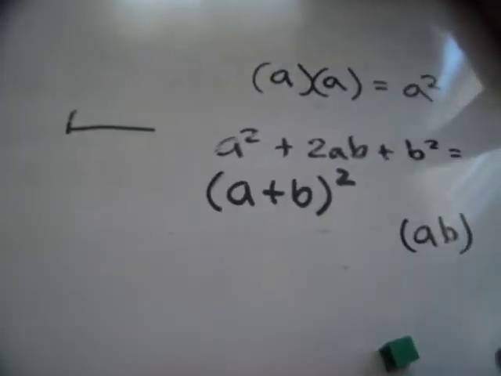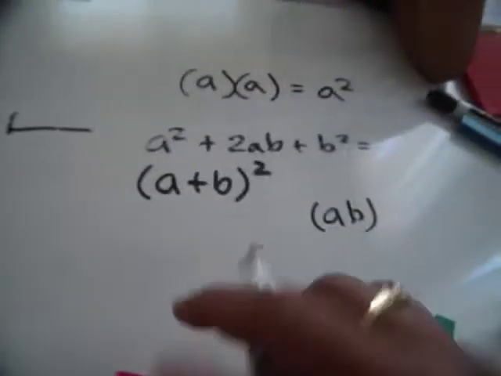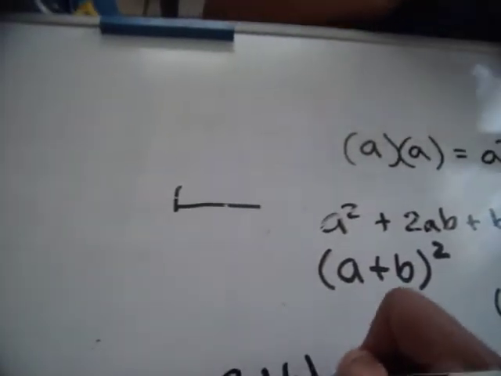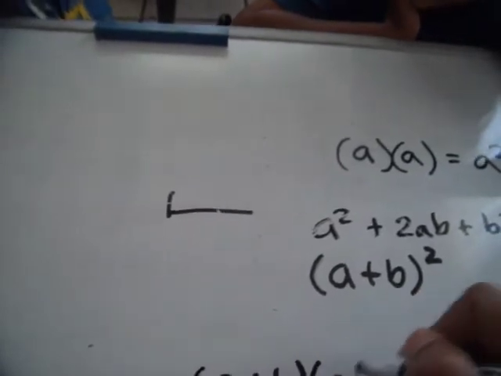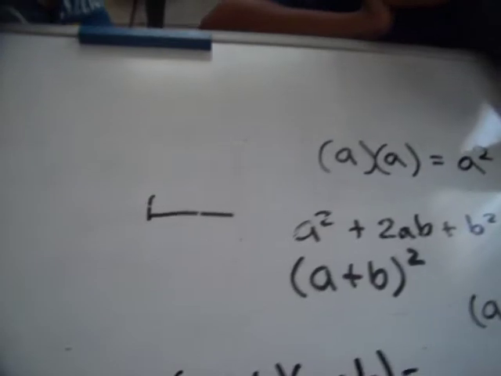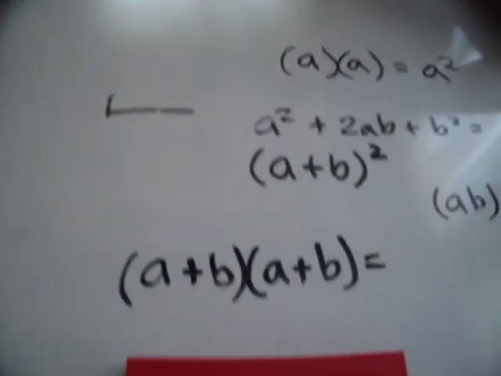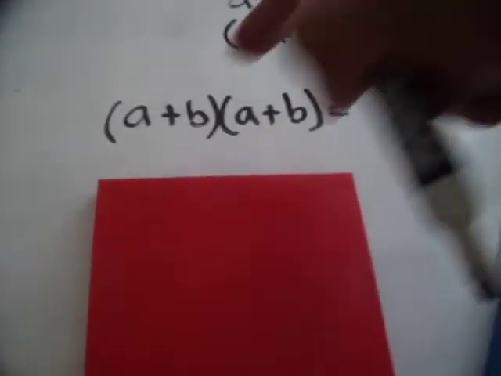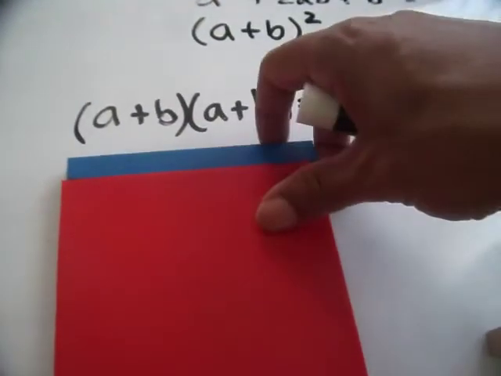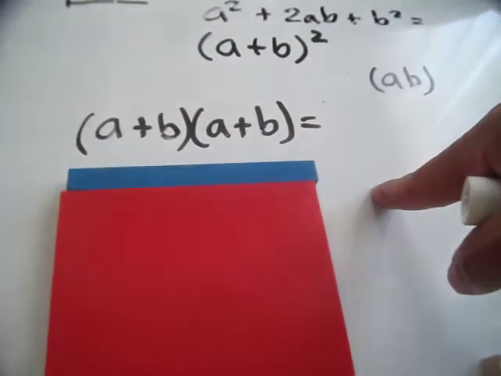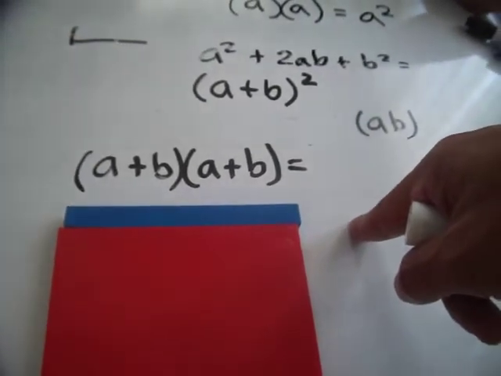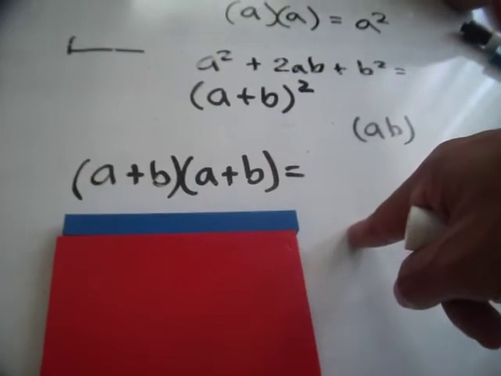Oh, wait, we didn't finish that other lesson. Hold on a second. We got to do this. A plus B times A plus B. This is what we were doing. That's what this says, right? So that means A times A is A squared. A times a B is an AB. Now, B times an A is a BA, but an AB and a BA are the same thing, aren't they? Isn't 3 times 2 the same thing as 2 times 3?